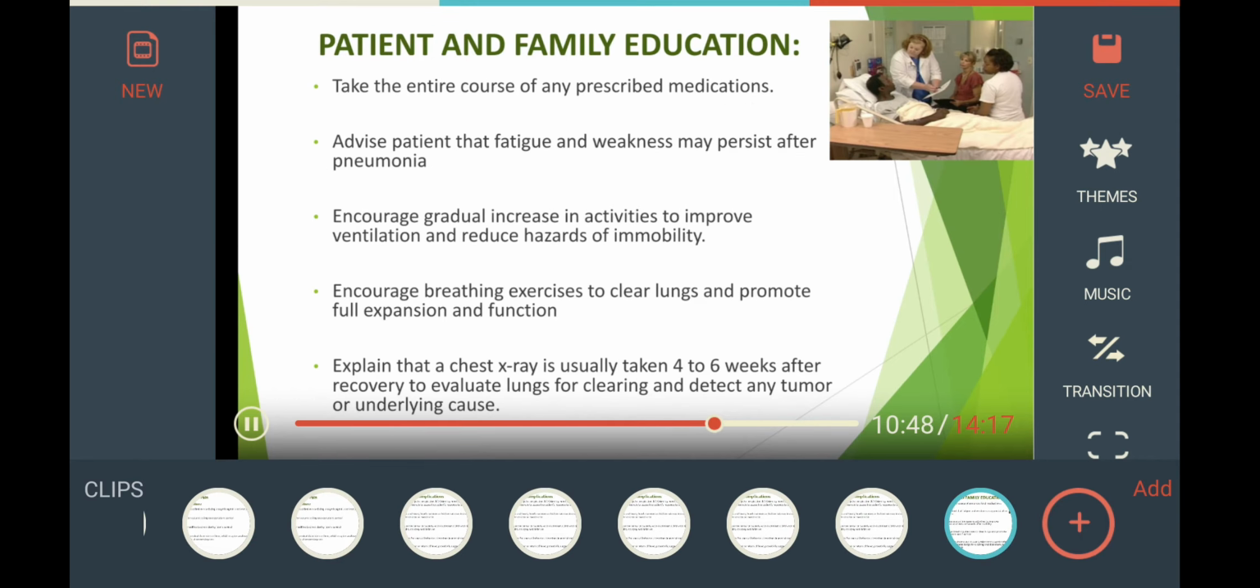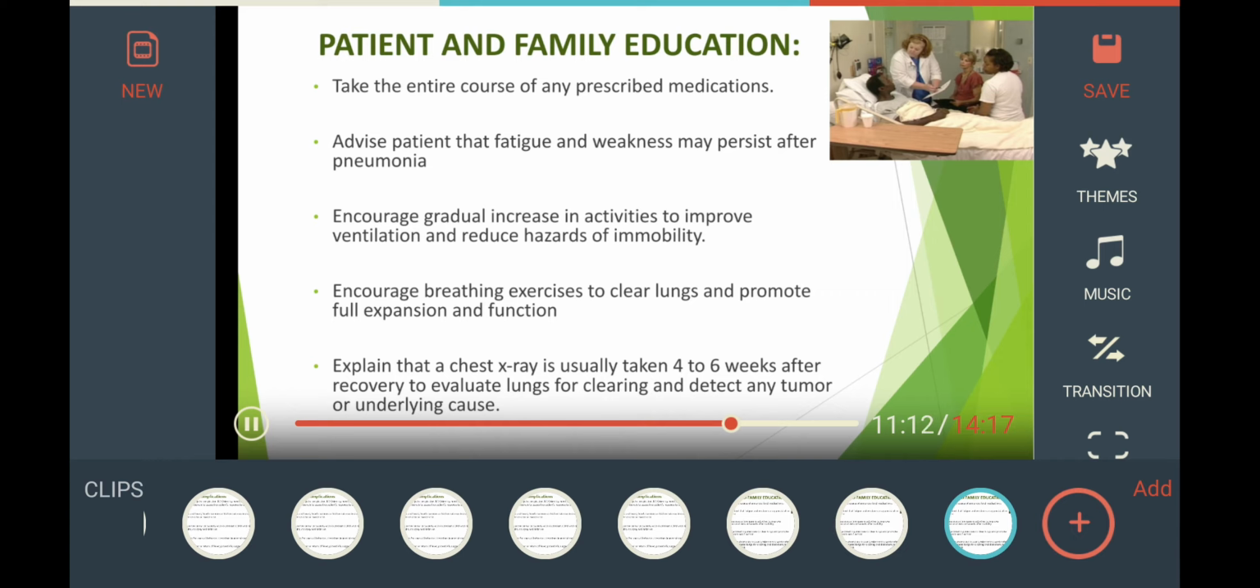Patient and family education. Take the entire course of any prescribed medications. Advise the patient that fatigue and weakness may persist after pneumonia. Encourage gradual increase in activities to improve ventilation and reduce hazards of immobility. Encourage breathing exercises to clear lungs and promote full expansion and function.